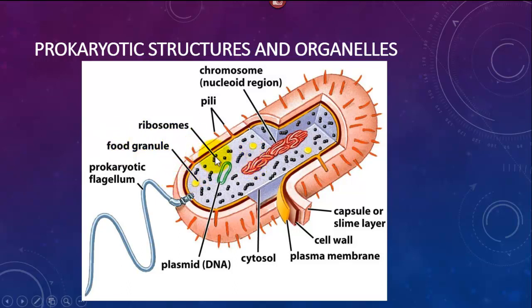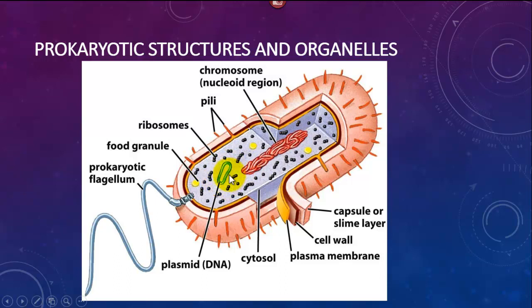Ribosomes are little bitty dots, and there is cytoplasm within a prokaryotic cell, just like with a eukaryotic cell. That says a food granule. Prokaryotic cells have a thing called an inclusion. They're like vesicles. They can store food, water, and air in those.